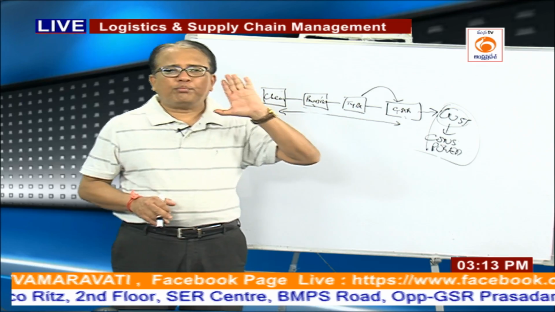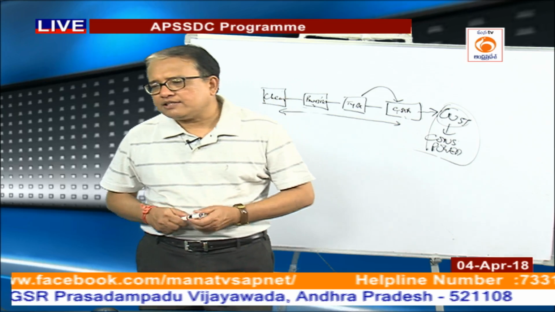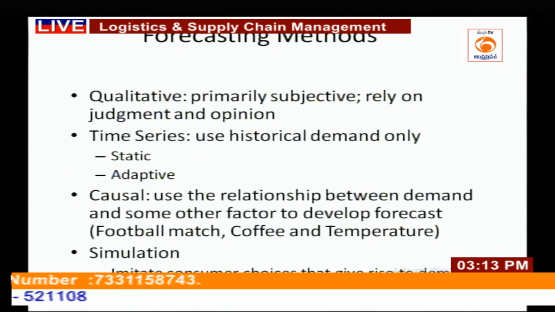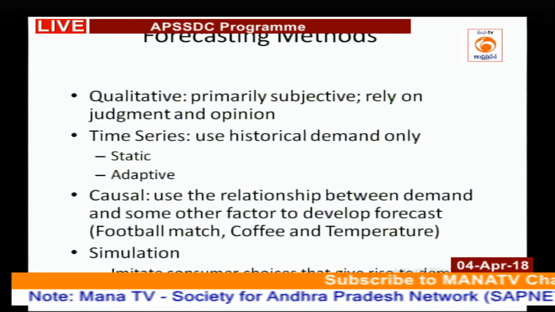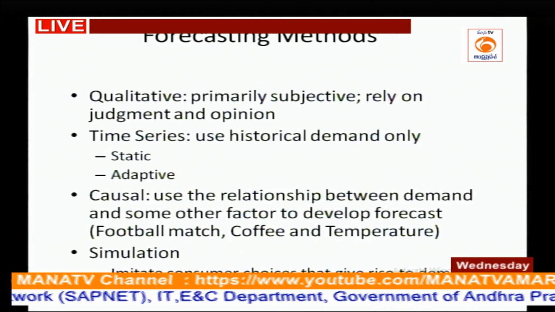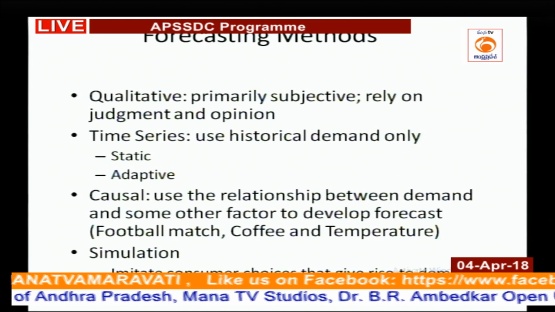So, these are the two broad categories. Go back to the slide, and if you see forecasting categories, dependent and independent forecasting. So, these are the forecasting methods. Qualitative methods, subjective, not based on any data, it depends on judgment and opinion. Time series, they use historical data. Causal, use the relationship between demand and other factors to develop a forecast. And simulation, it is immediate consumer choice, combining time series and causal methods.